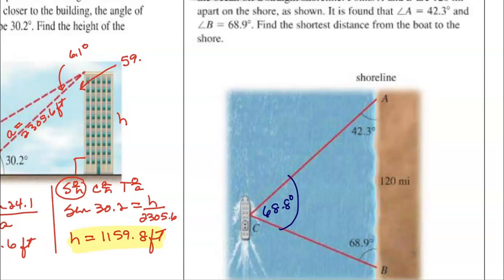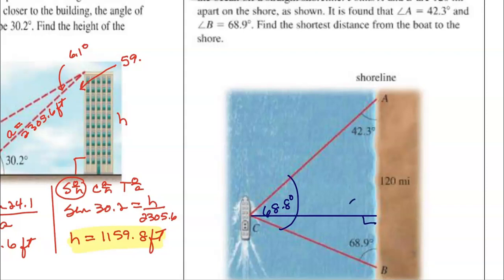Okay, so that's one thing. Now, if I think about this, what they want me to do is drop this altitude. That is the shortest distance. A straight line, remember, is the shortest distance. That's an altitude.